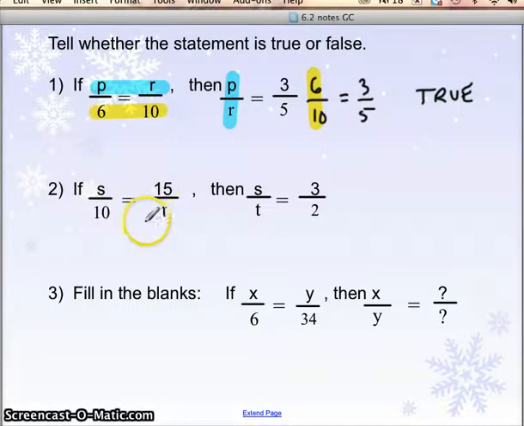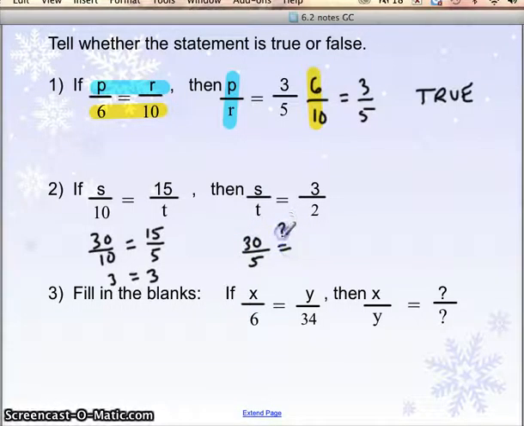Back to down here. I kind of don't think it's going to work, but let's verify using some numbers. You can make them up, okay? I'm going to make S 30. So 30 divided by 10 is 3. So I have to pick a value for T that makes this fraction also equal 3. So if I make T a 5, then 15 divided by 5 is 3. So that equation works.